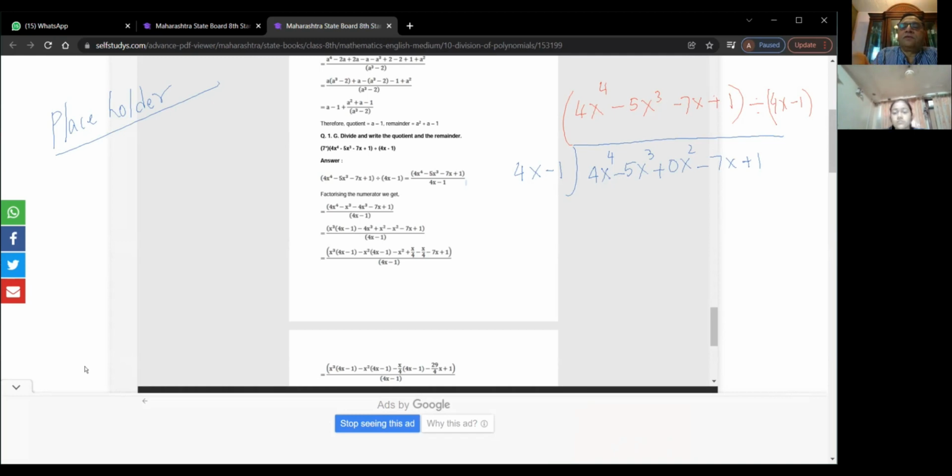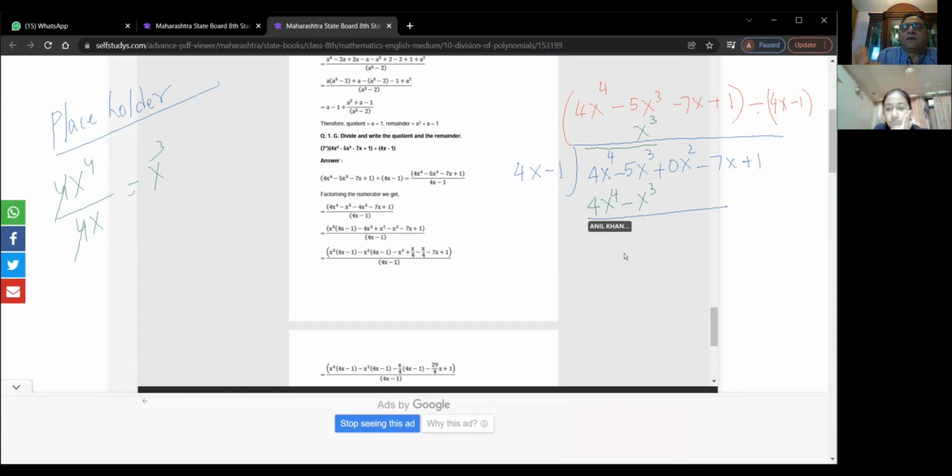Now let's perform the division operation. Since there are two terms in the divisor, we will engage two terms in the dividend. 4x to the power of 4 is to be divided by 4x. So what should go there? 4 and 4 cancel and you get x cubed. So we'll write x cubed here. Multiply x cubed with 4x minus 1, so you get 4x to the power of 4 minus x cubed, correct? And now we are going to take the difference.